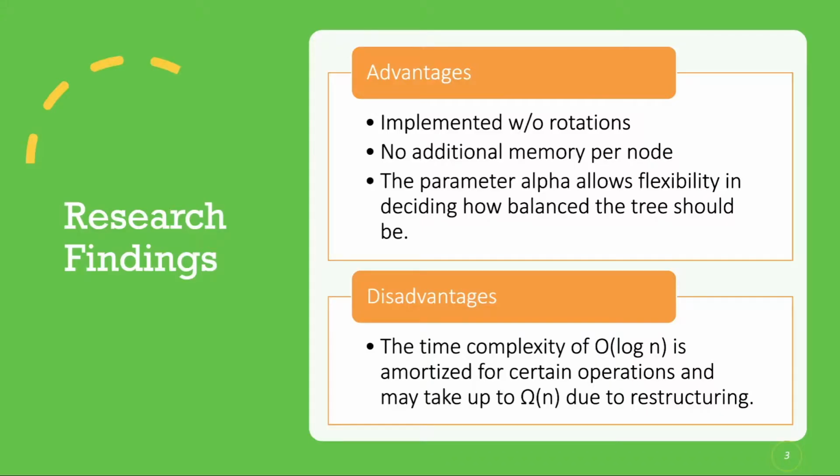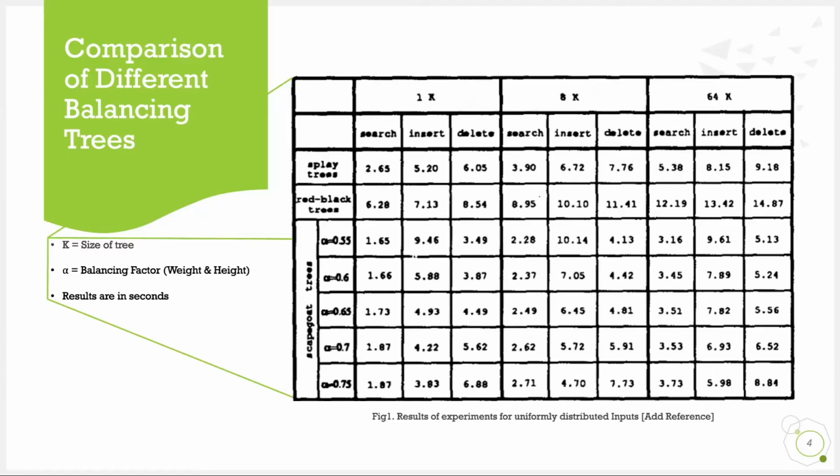So moving ahead, the advantages are that balancing can be achieved without rotations and no additional memory per node is required. Furthermore, it also contains a parameter alpha that decides how balanced a tree should be in its lifetime. The only disadvantage is that it takes Omega(n) time to reconstruct the tree, and therefore frequent reconstructions can waste a lot of time. So this is a comparison table we got of red-black, splay and scapegoat trees.